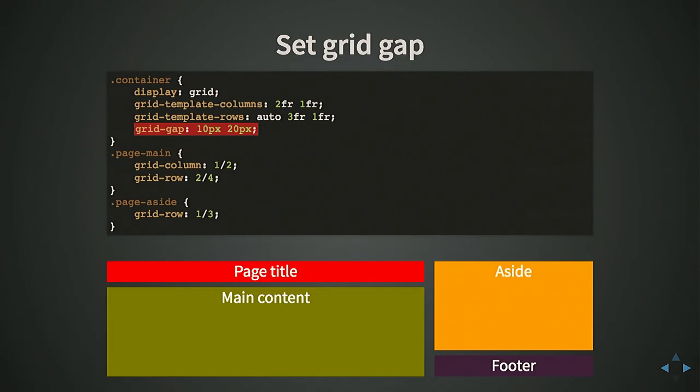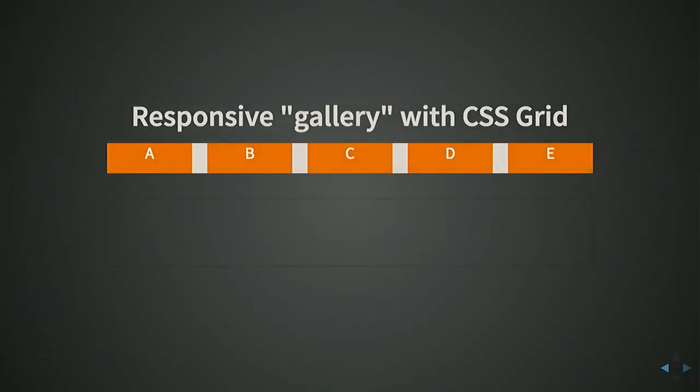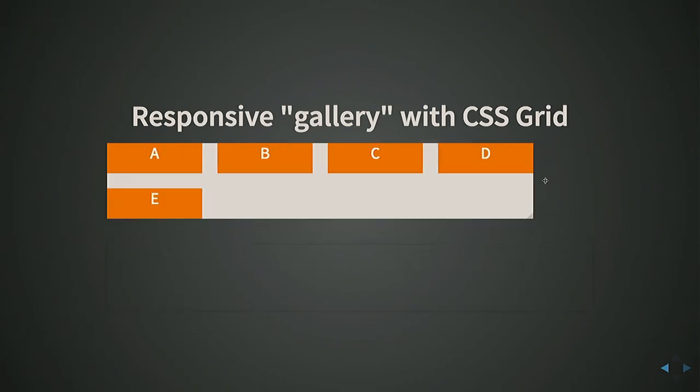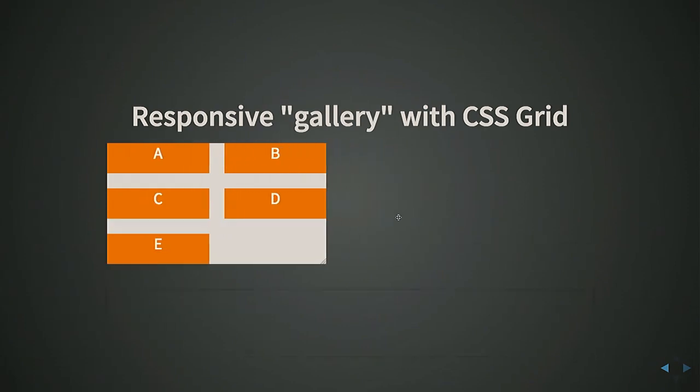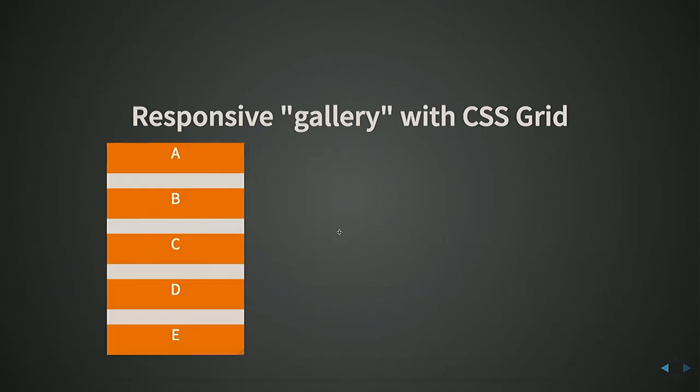Let me just show you some more quick examples. Here's the first one. This is a responsive gallery in CSS Grid. And if we check this, I can move this, and the items just automatically reorder. And I wonder, what do you think, how many breakpoints did I use? Any ideas? 5, 4, 3, 2, 1, 0. 0 is the right answer.